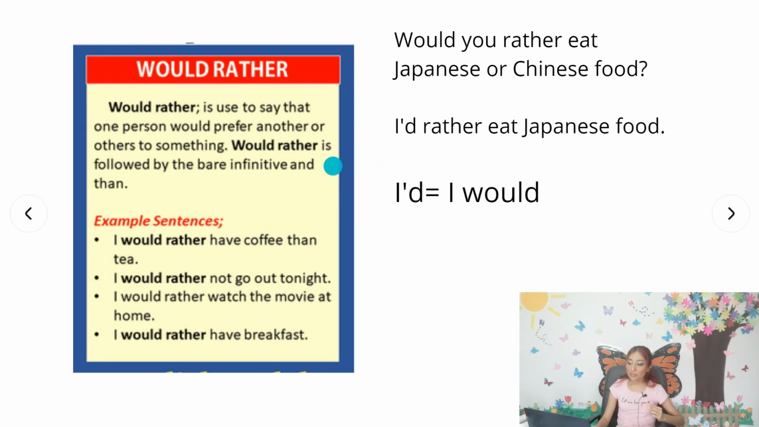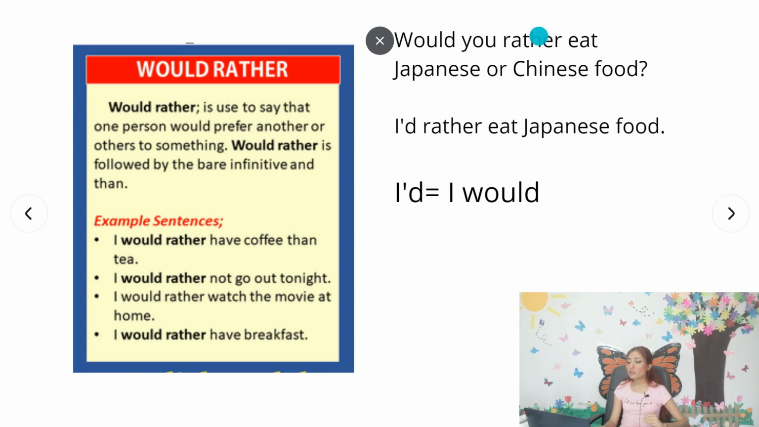So remember, it says would rather is followed by the verb infinitive and than. Okay, the verb infinitive is just the verb. For example, have, go, watch, have. So verb infinitive means, significa que no le vamos a agregar nada al verbo. No le vamos a agregar ing, no le vamos a agregar ed, no le vamos a agregar pasado participio, nada. Como lo conocemos, así va a ser. Sing, dance, sleep, eat, play, etcétera, sin agregarle nada al verbo.